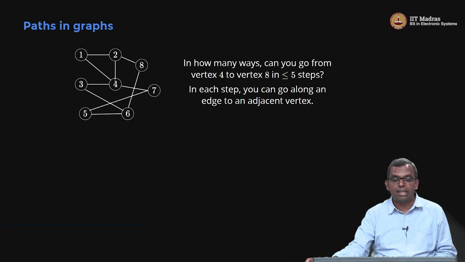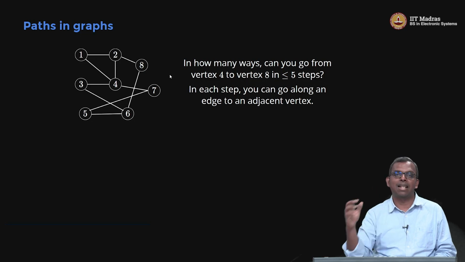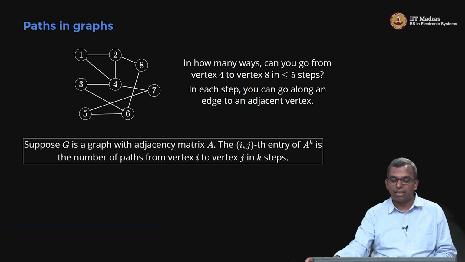In every step you can go to an adjacent vertex. That's the main idea, and you can hop to the vertex you desire. How do you count the number of paths between 4 and 8 in so many steps? How do I count that? It turns out the adjacency matrix has the answer. The property is very, very interesting and simple. If you have a graph G with an adjacency matrix A, the ijth entry of A power k is the number of paths from vertex i to vertex j in k steps.